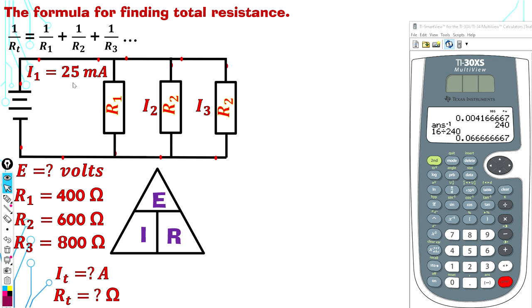Now here we've got milliamps, which means I need to move my decimal place 1, 2, 3 places to change it to amps. So that's actually 0.025 amps. Okay, a mil is just a thousandth. That's 25 thousandths of an amp. Okay, so that's 25 thousandths of an amp.